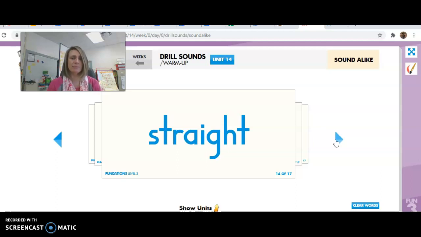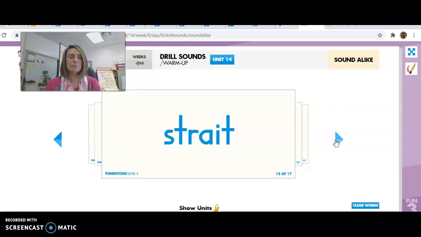Straight. And which straight is this? Yeah, when you're just going in one direction, you go straight through the light. And this one? Straight. And we looked at the map the other day for this kind of straight. This is talking about a thin waterway that connects to bigger bodies of water.